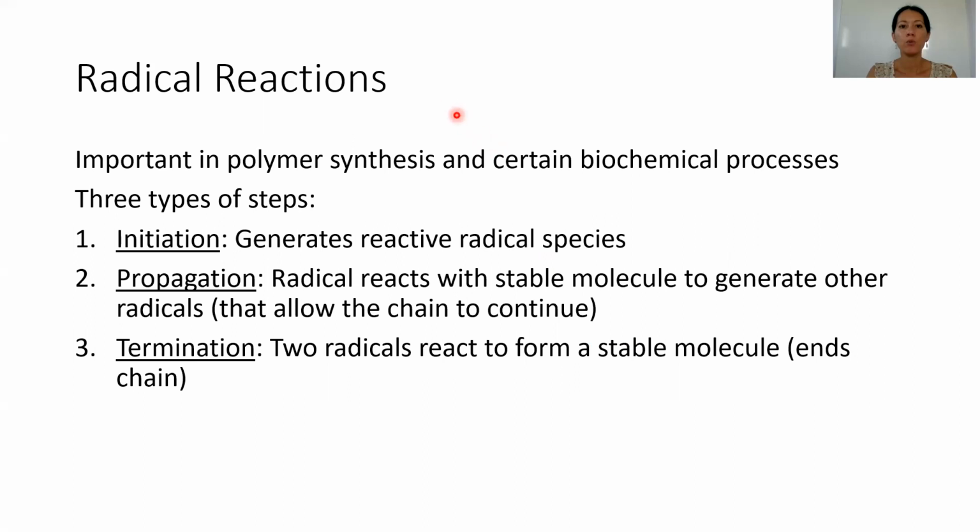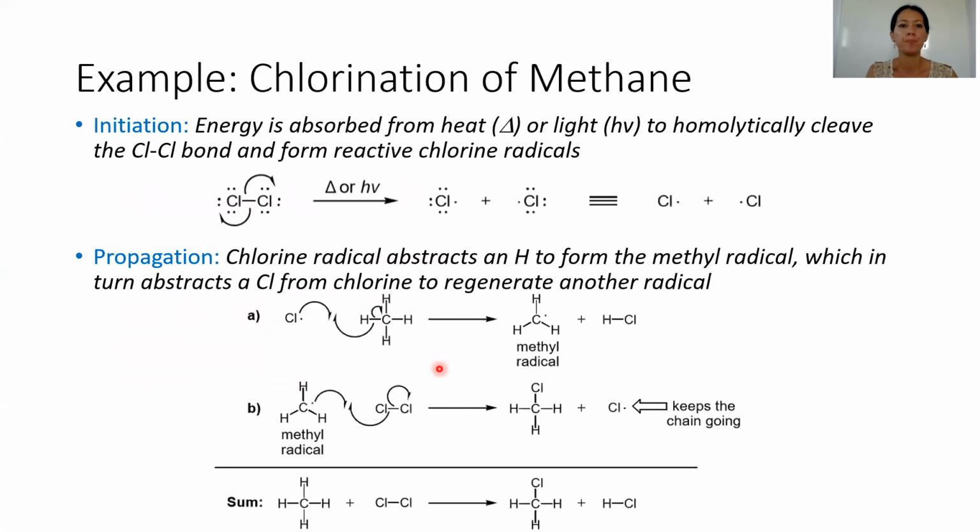Just a bit on radical reactions before I move to polar. There are 3 steps in a radical reaction, and we'll look more at this later, but this is important chemistry for polymer synthesis and certain biochemical processes. The first step is initiation. I already showed this using light or heat. Propagation, where you get the radicals to react, but then that propagation generates a new radical to continue the chain. And then termination, any 2 radicals will react to form a stable molecule that ends the chain.